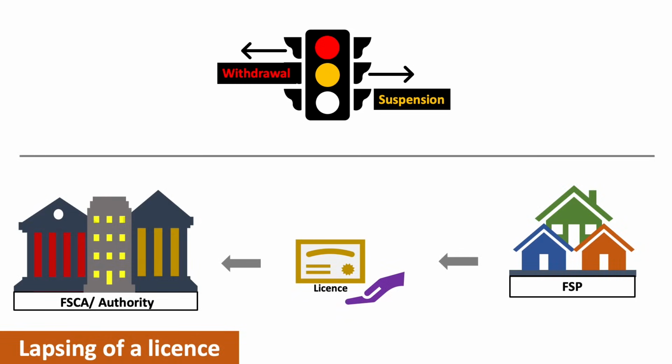A lapsing of a license differs from a suspension or withdrawal. This action is initiated by the FSP as a result of an FSP not being capable of complying with the FAIS Act due to death of the FSP, prolonged sickness, being mentally or physically ill, or sequestration of the FSP.